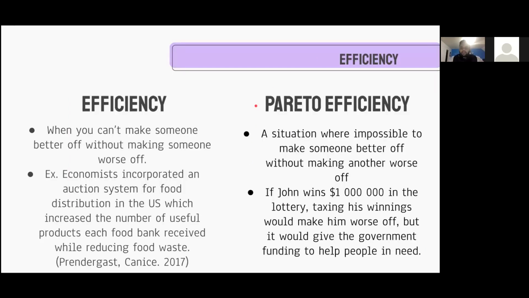All right, let's talk a little bit about this thing called efficiency. The word efficiency gets thrown around a lot in economics debates, but a lot of people just use the word efficiency without considering what it is, right? So efficiency is when you get to a point where you can't make someone better off without making someone worse off, right? In a specific context, right?